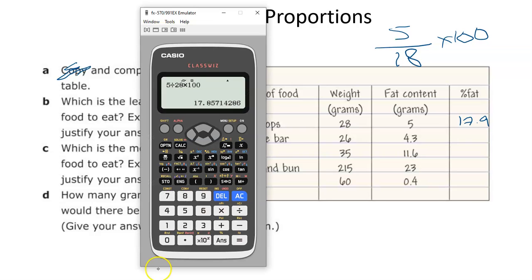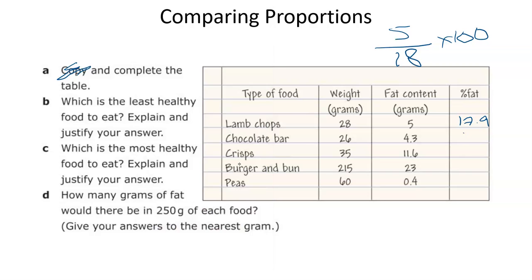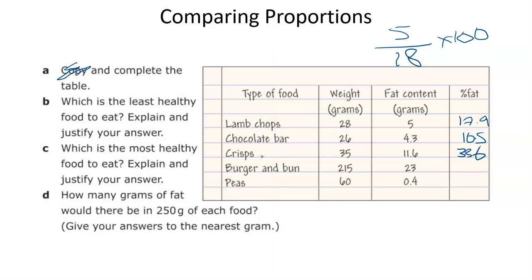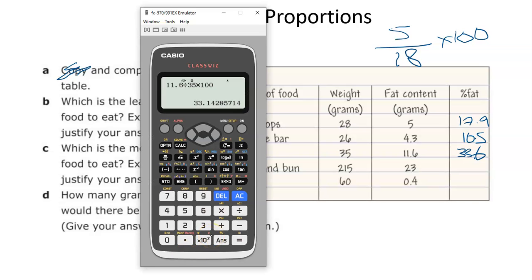The chocolate bar, we're going to do the same thing, so 4.3 divided by 26 times 100. And that's 16.5. And you can see when it's in the proportion, it's much easier to compare. It's much easier to compare which one has more or less fat than just looking at the totals. Because if one has a greater total but is actually a heavier thing in and of itself, then it might indeed contain less fat.